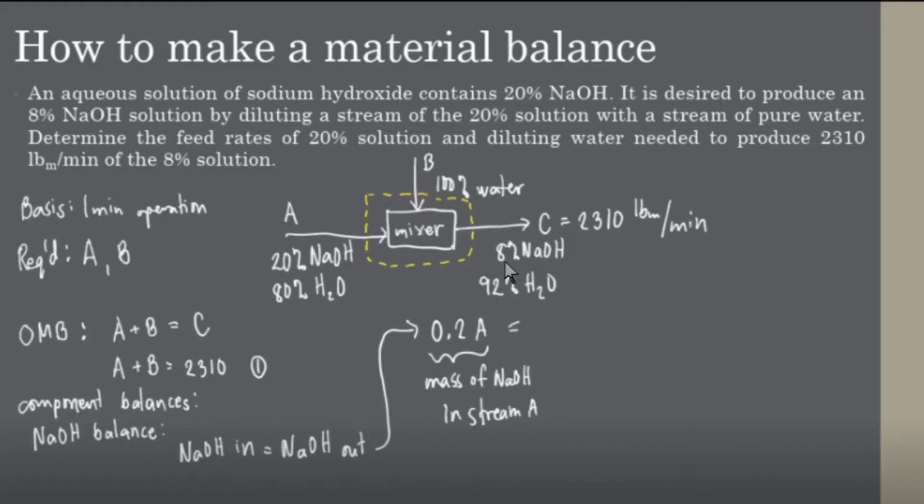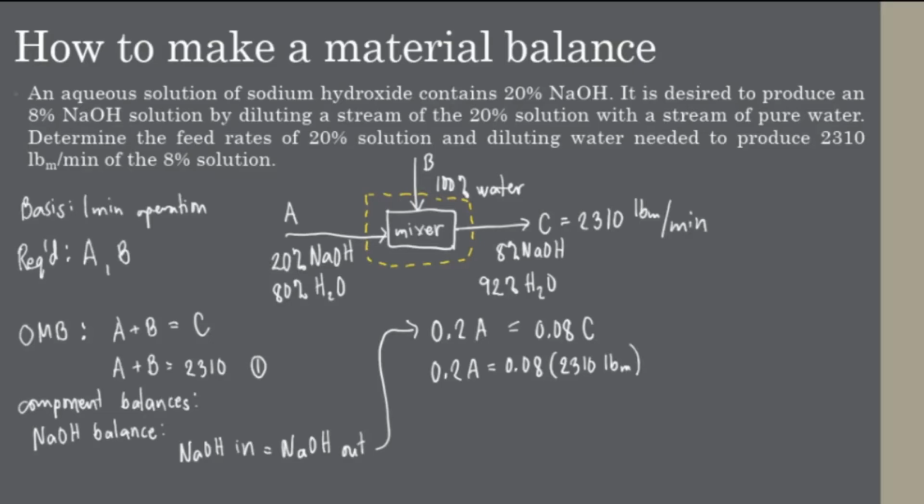In stream C, we have 8% sodium hydroxide. So we write that as 0.08 times C. 0.08 is the mass fraction of sodium hydroxide, and C represents the total mass flow rate of the output stream. Now, if you take a look at this equation, we don't know what's the value of A, but we do know the value of C, so we can substitute. We write 0.2A is equal to 0.08 times the value of C, 2,310 pounds mass. We are using mass units only instead of mass flow rate units because of our basis 1-minute operation. Solving this equation, we can look for the value of A.